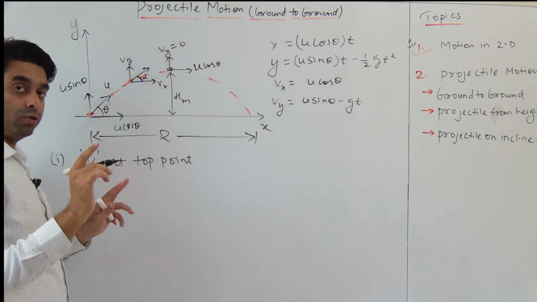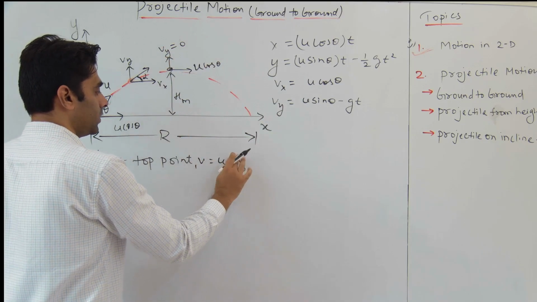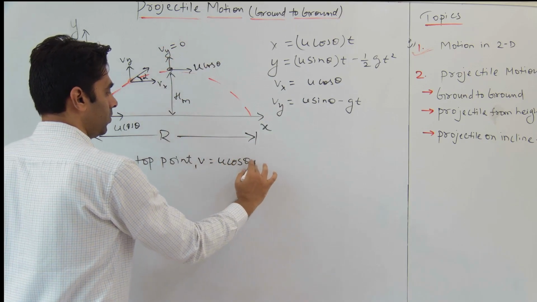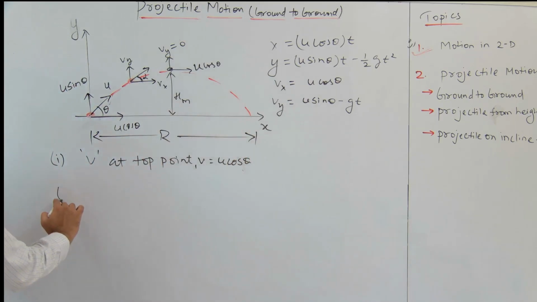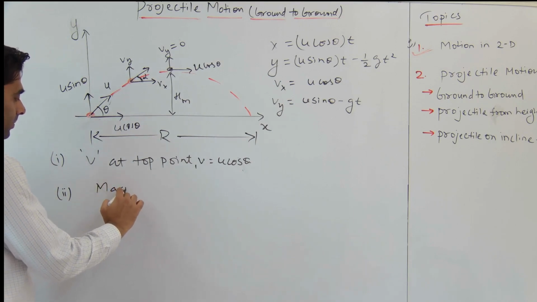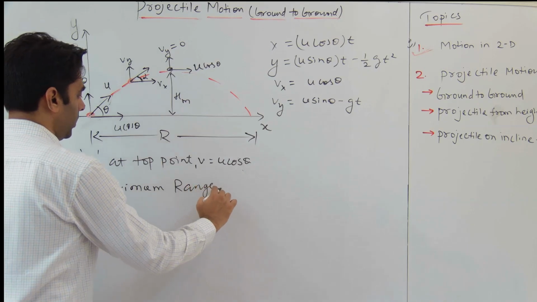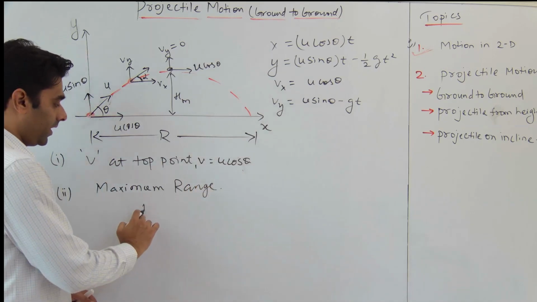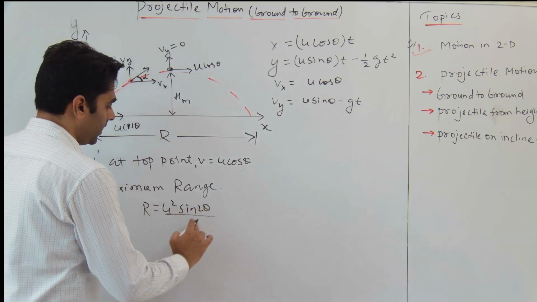So at the topmost point, the velocity is v equals u cos theta. The second point that I want to discuss is about your maximum range. Now what is our maximum range, or range? Range is given as u square sin 2 theta by g.